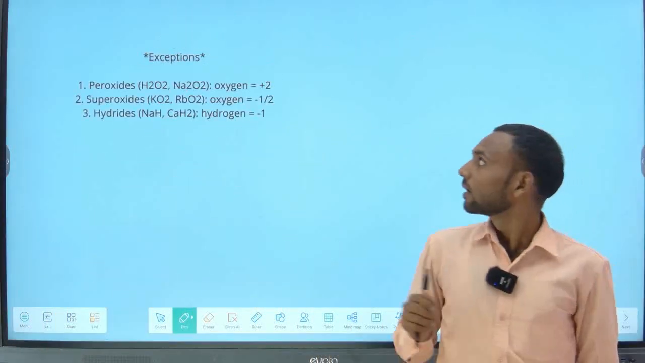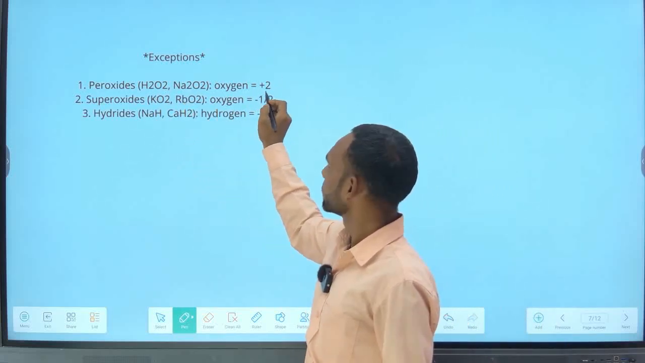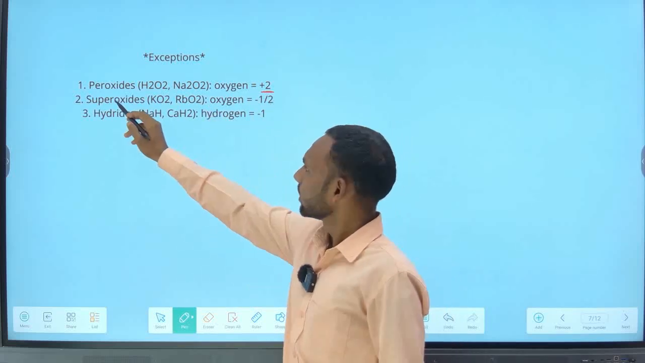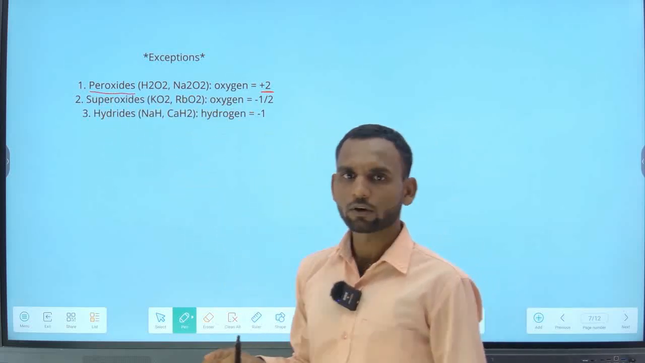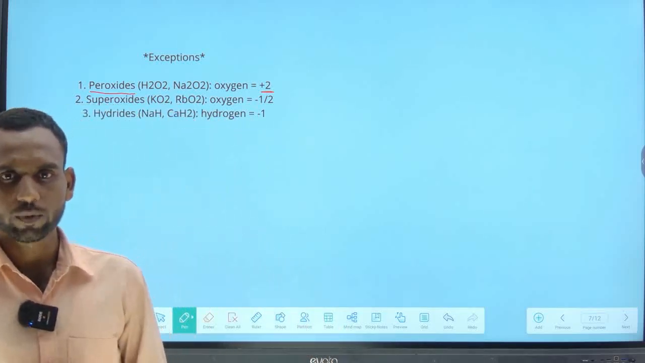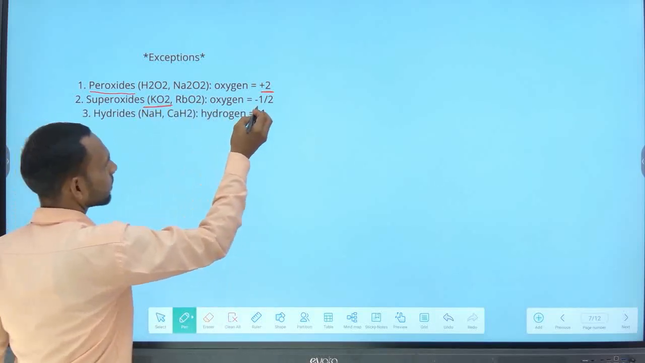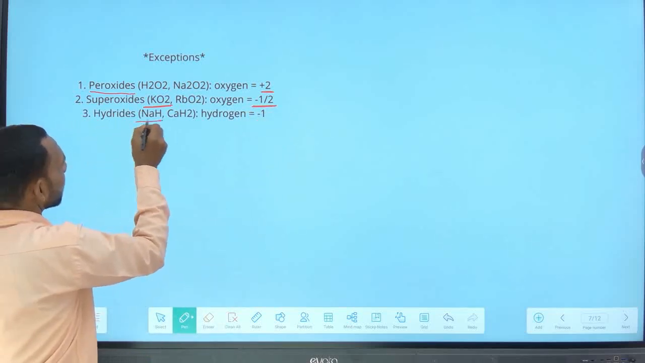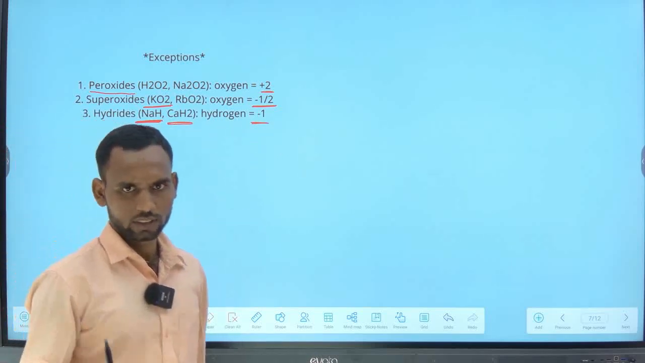Next, the exception in H2O2 and Na2O2, where oxygen has the -1 oxidation state. These are exceptions for oxygen. These compounds are called peroxides. In peroxides, the oxidation state of oxygen is -1. Second, superoxide: in these compounds the oxidation state of oxygen is -1/2. Third, hydrides, such as sodium hydride and calcium hydride, where hydrogen has the -1 oxidation state.